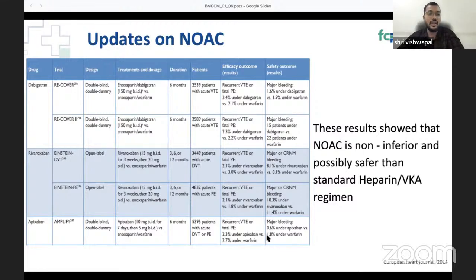So these studies have shown that NOACs are non-inferior and possibly safer than the standard heparin or low molecular weight heparin with vitamin K antagonist regimen.